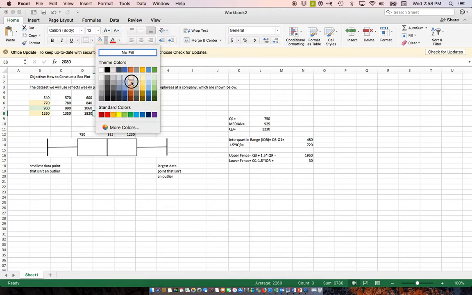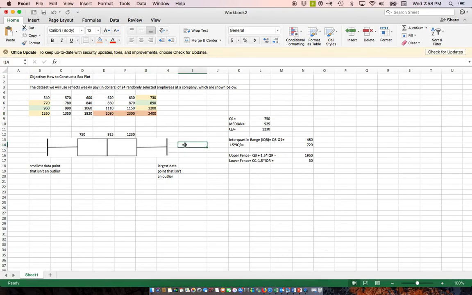So we're going to put 3 asterisks here, and it's going to be 2080, comma, 2300, comma, 2400. These are outliers. Over this whisker, we want the largest data point that isn't an outlier. Well, the largest data point that isn't an outlier is 1820, and that goes right here. Okay?